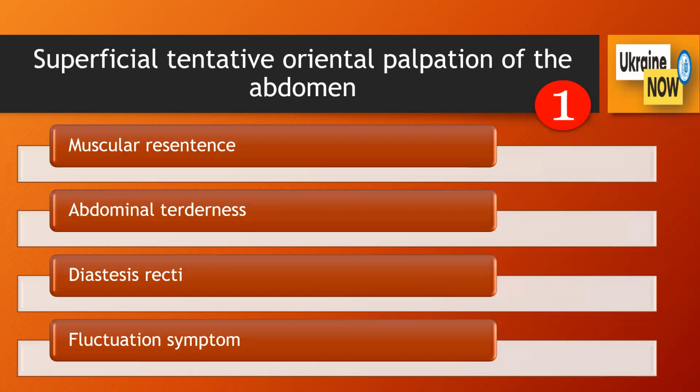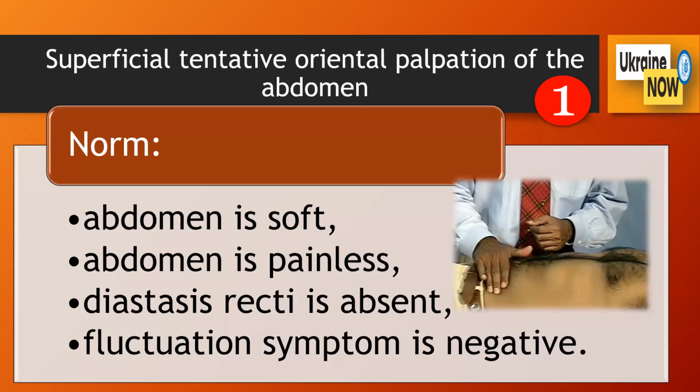Superficial tentative orienting palpation of the abdomen is helpful in identifying muscular resistance, abdominal tenderness, diastasis recti, and fluctuation symptoms. Normally, in superficial palpation, the abdomen is soft, painless, diastasis recti is absent, and fluctuation symptom is negative.